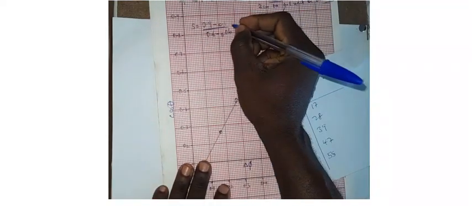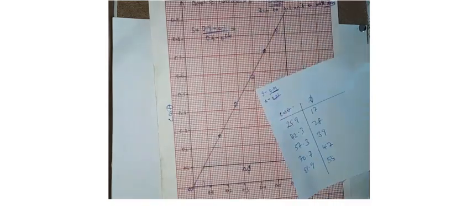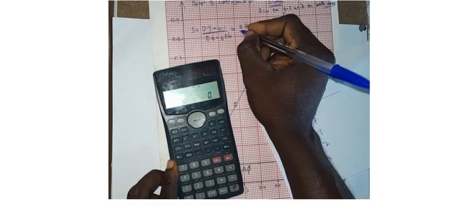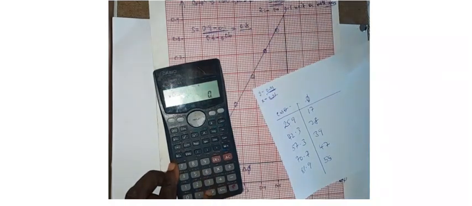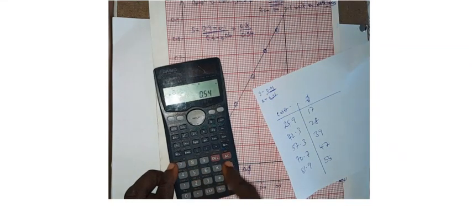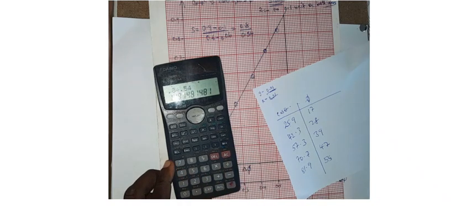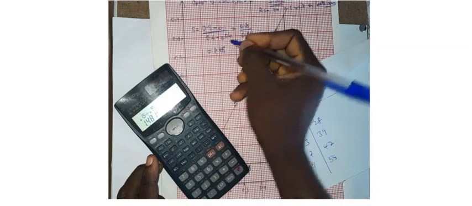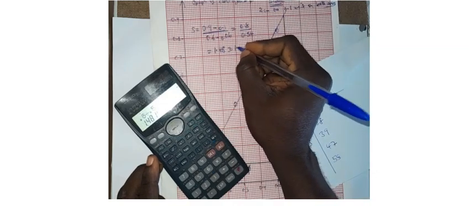So let's subtract this. When we subtract, that's going to give us what? 0.8 divided by 0.6 minus 0.06, that's equal to what? 0.54. So let me divide this. 0.8 divided by 0.54, that's equal to what? 1.48, which is approximately equal to 1.5.